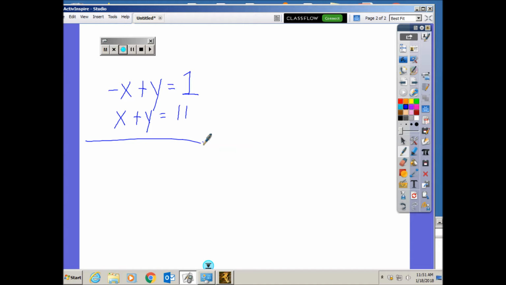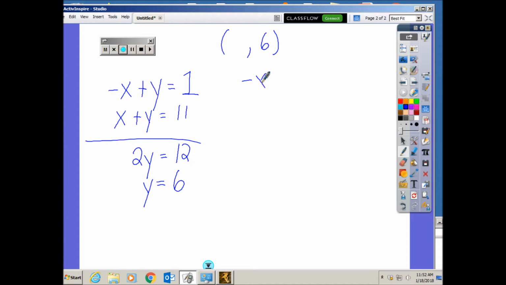So guys, in this one, I again could do this with addition or subtraction. I could add and my x's would cancel out. I could subtract and my y's would cancel out. I prefer addition. So the negative x and the positive x cancel out. y plus y is 2y. 11 plus 1 is 12. So y equals 6. Okay? So this time I've solved for y. Remember, in an ordered pair, my x value is the first number, my y value is the second number.